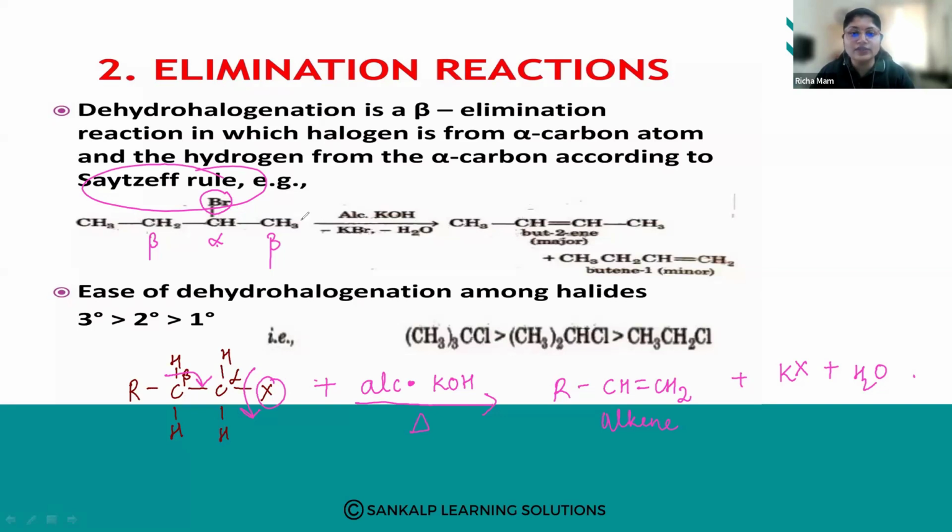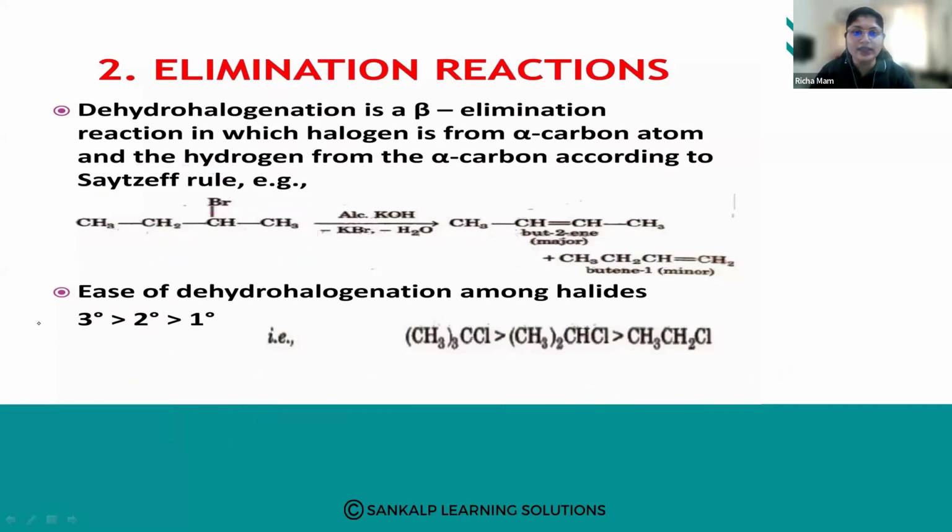Here you can see this is the highly substituted one, with one alkyl group here and another alkyl group here, like an ethyl chain. So this will give you the major product. If you remove the hydrogen from the other beta carbon, that will be the minor product. So this is Saytzeff's rule. If a haloalkane can eliminate a molecule of hydrogen halide in more than one way, then the preferred alkene is the one which is more highly substituted.